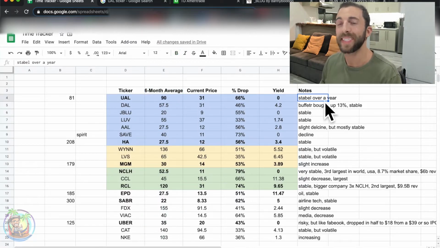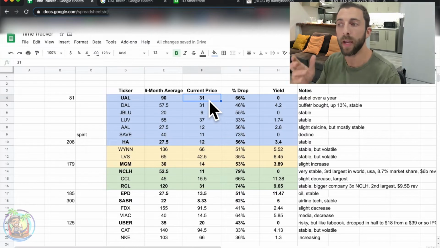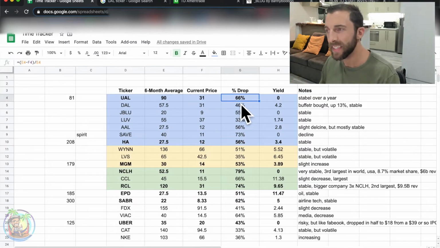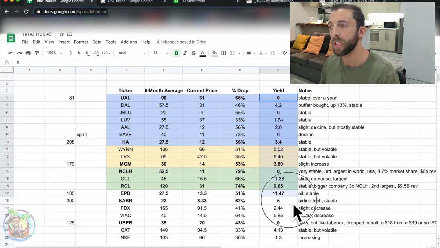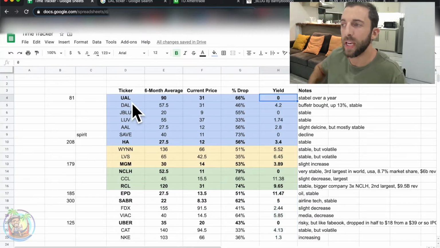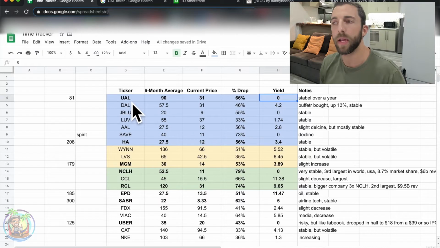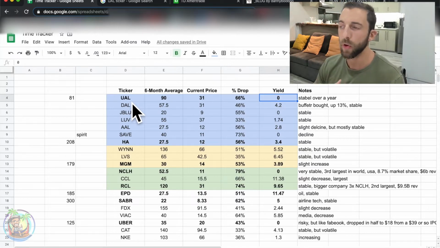And over here, it was stable. So it was rather stable for the last year. It was stable for the last 6 months. It was about $90. Now it's 31 as of this morning. That's a 66% drop. And then the yield here, which is how much dividends they pay, is zero. So I'm going to invest in United Airlines because I'm a United Airlines customer. I hold their credit card. Their customer service is good. I'm familiar with the brand, which is important. They're going to get some investments.